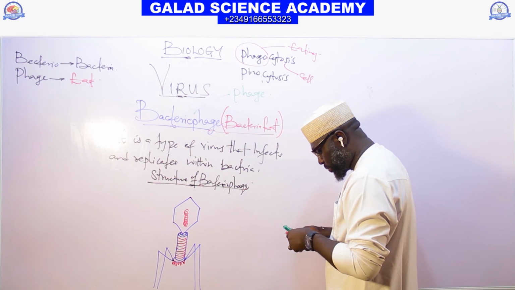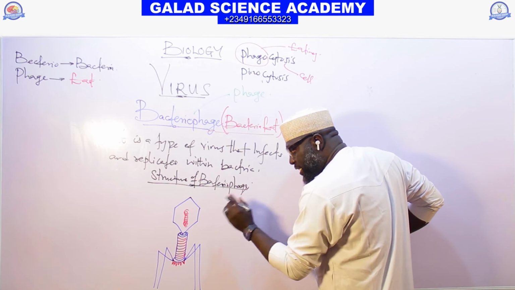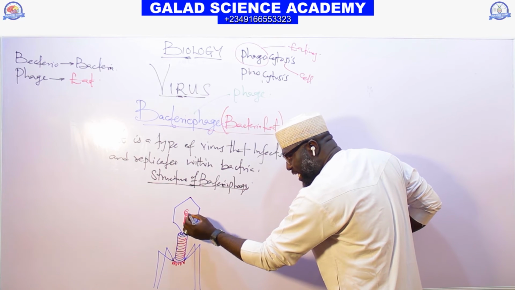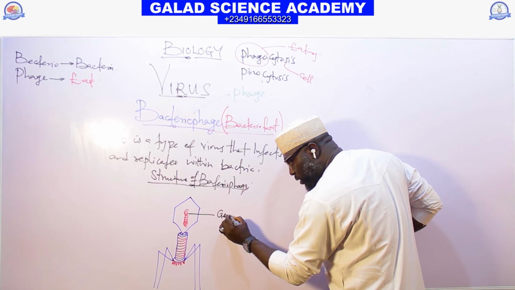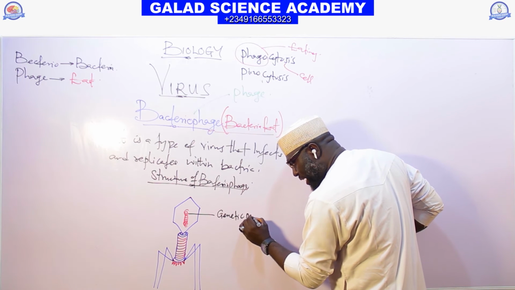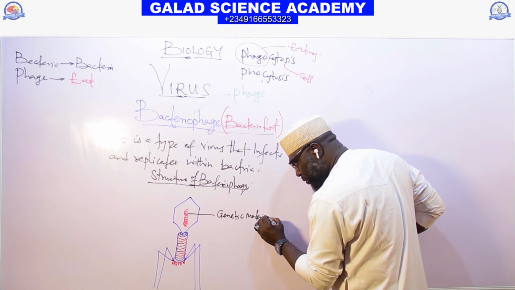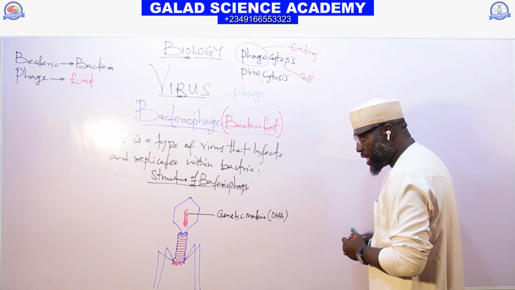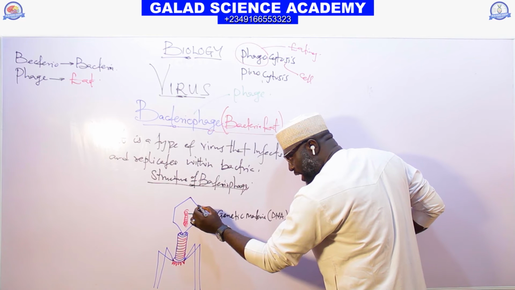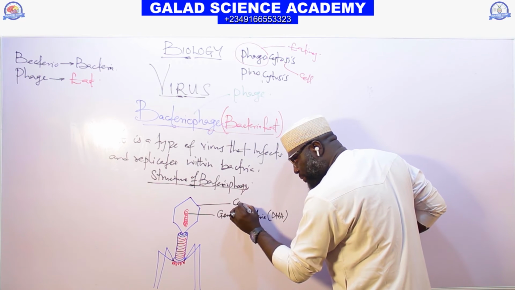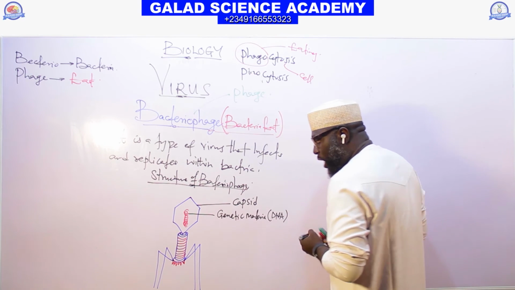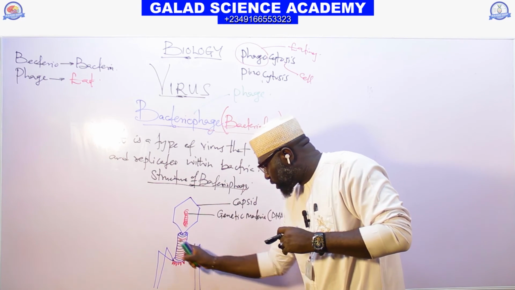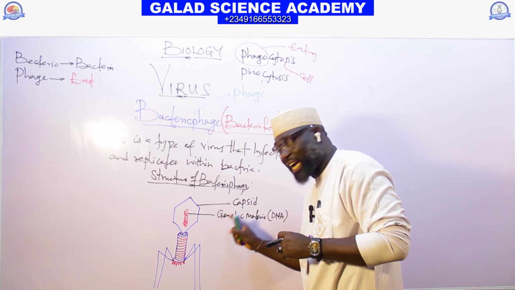So look at this now, the labeling. The stuff we have inside there is genetic material, which is known as DNA. And this one that we have here, we can call it capsid. Everything that surrounds the genetic material is called capsid.